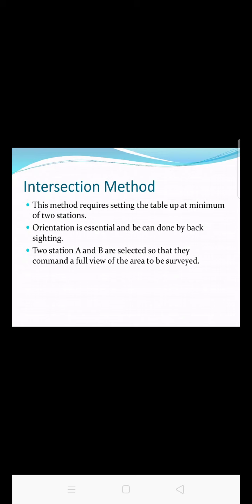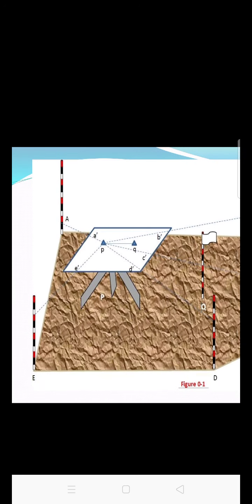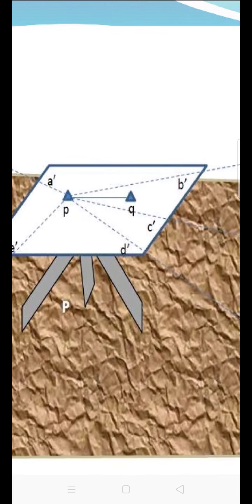As seen in the picture, you can see here the station point. I am just taking one example. Suppose this is your station point P, and these two station points, P and Q, are there on your drawing paper. From station P, all the objects as previously, A, B, C, D, E, are bisected. The flag is shown over here, that is the next station Q.